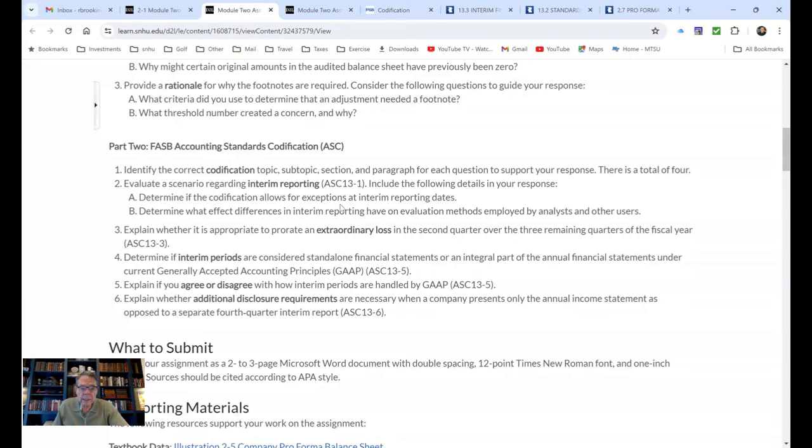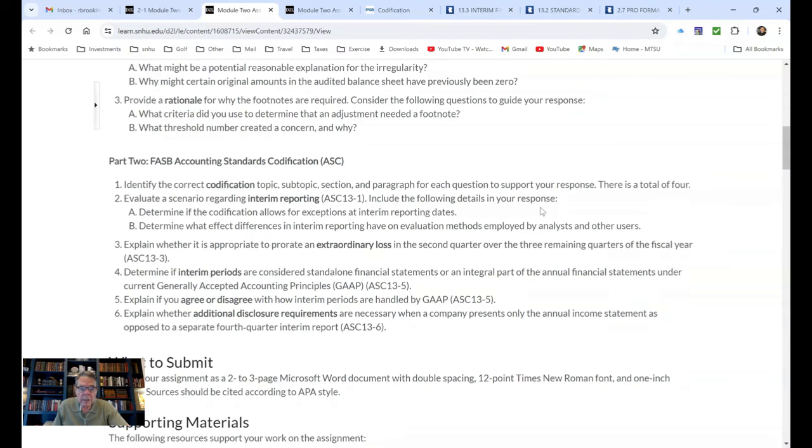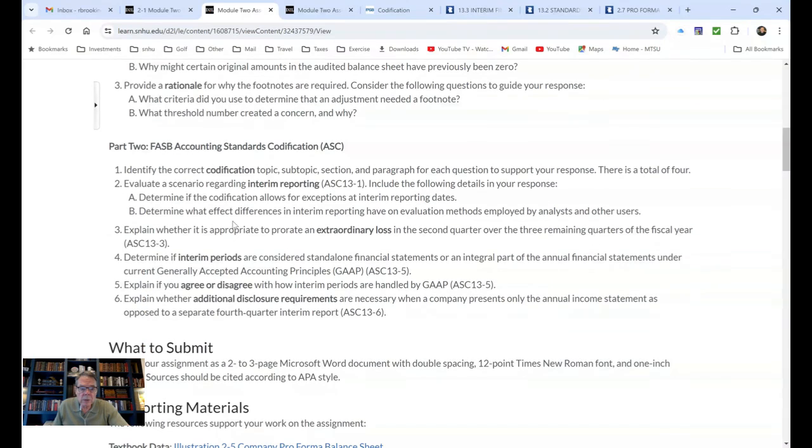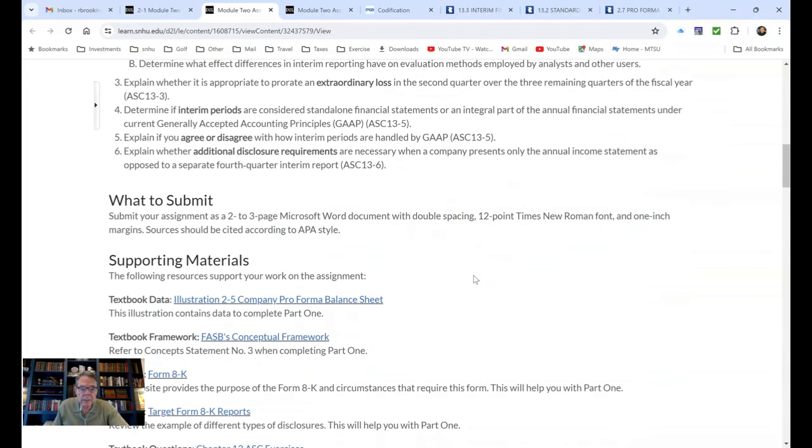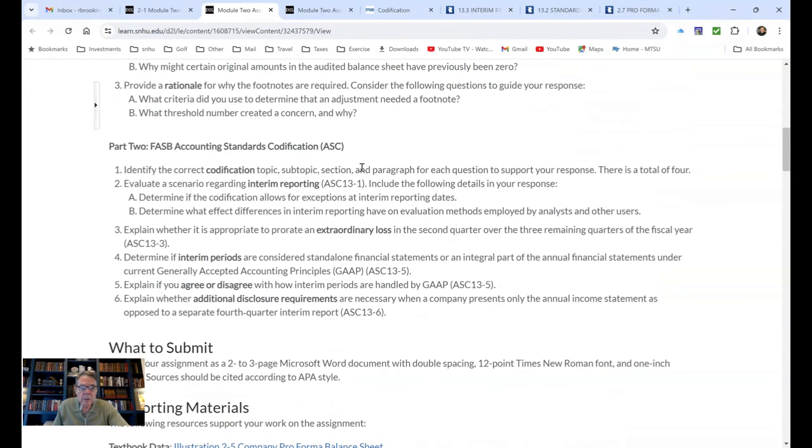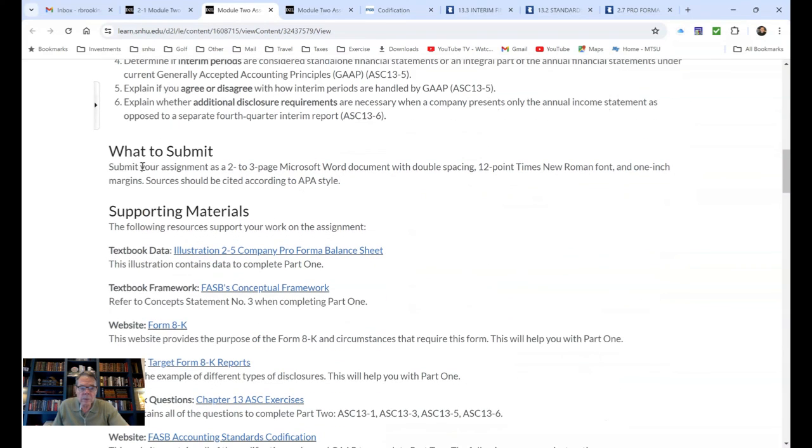Determine if the codification allows for exceptions at interim reporting dates. Determine what effect differences in interim reporting have on evaluation methods employed by analysts and others. And then you will just go and do 13-3, 13-5, 13-6, and you would identify the codification, but then you would evaluate the scenario regarding interim reporting and answer those questions. So that's what's due regarding your paper this week.